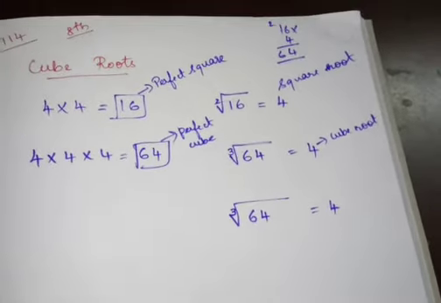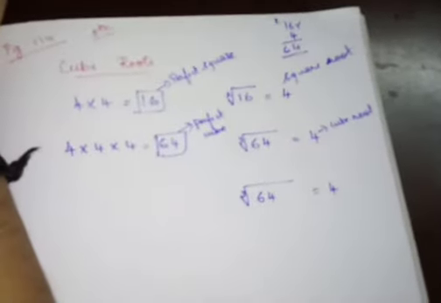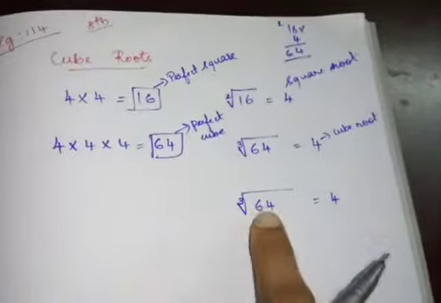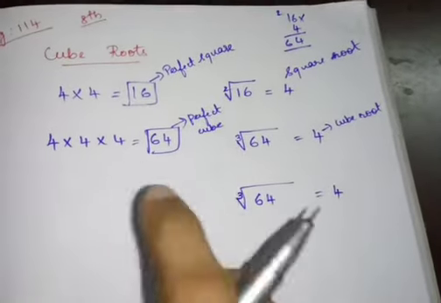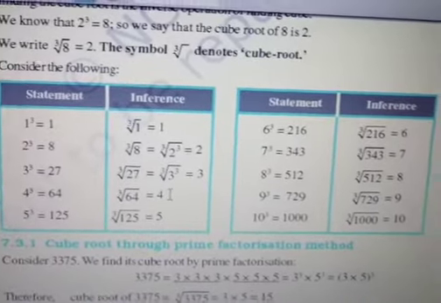Understood? When I multiply 3 numbers continuously, that is your perfect cube. When I do the cube root, I get the number which was multiplied. Understood? Next, a tabulation is given.